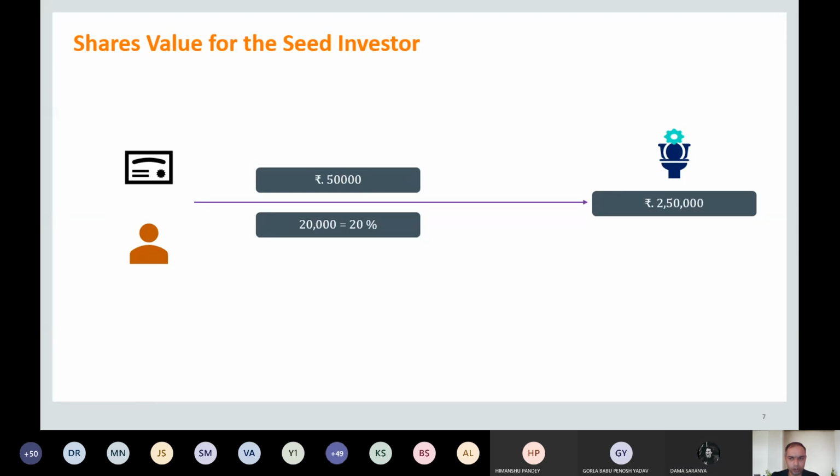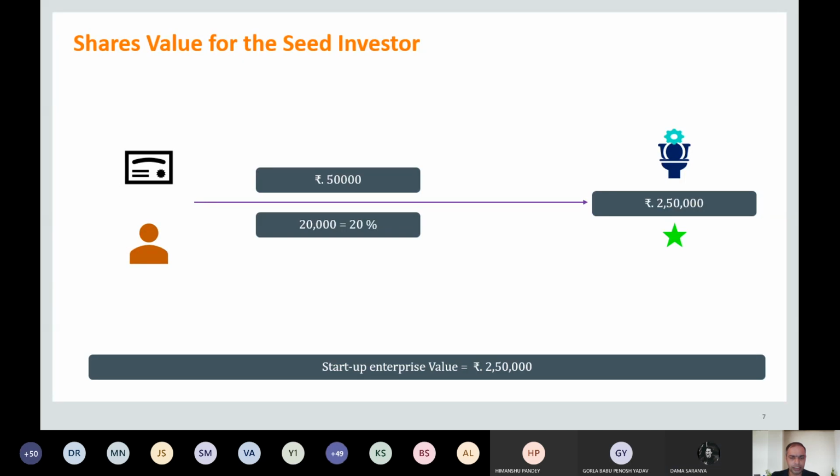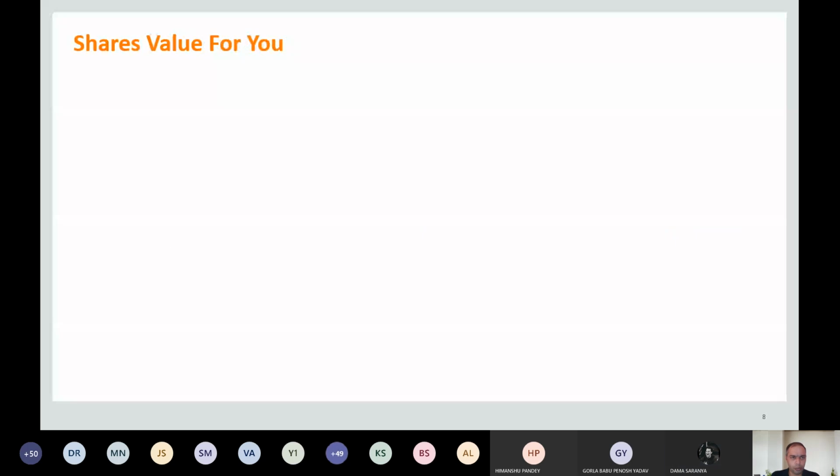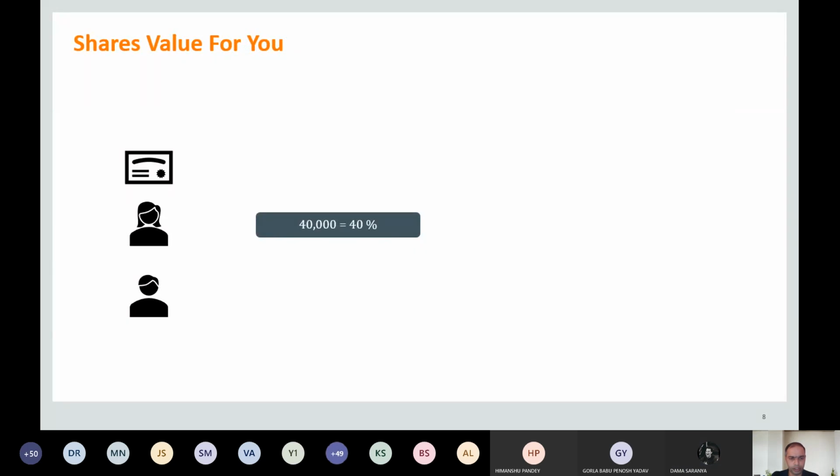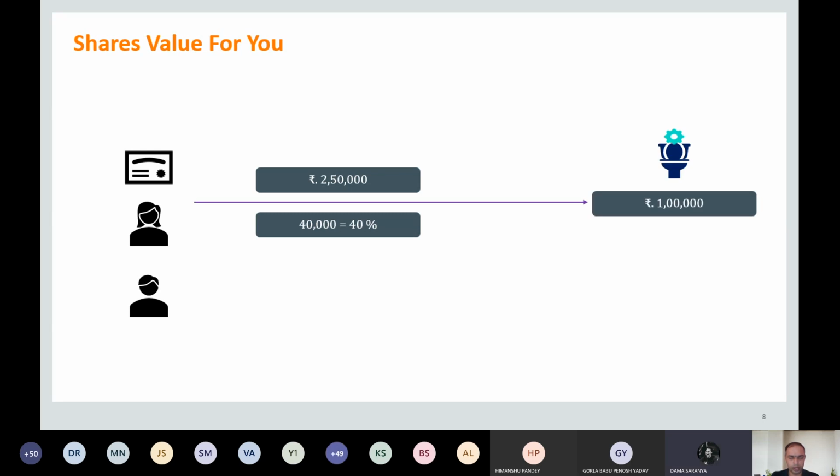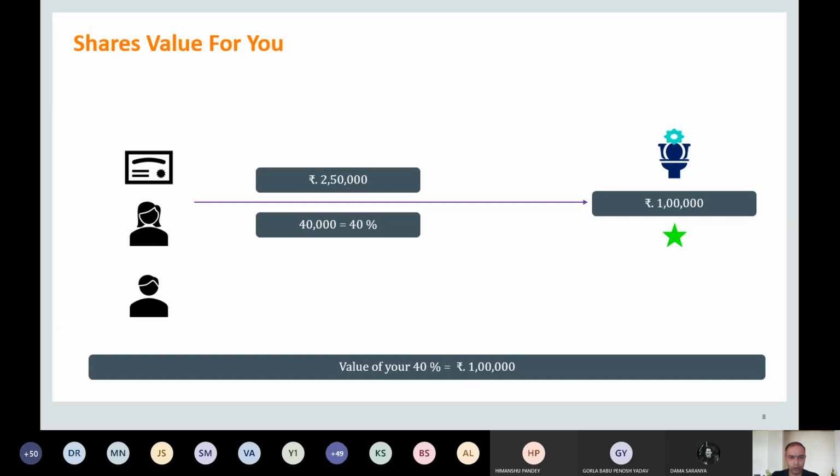So now your company value is how much? 2,50,000 rupees. Your startup value is 2,50,000 rupees, because 20% is 50,000 rupees, so that is how much 100% is. Next, how much share value are you now holding? You are holding 40 percent. 40% of 2,50,000 is 1 lakh rupees.